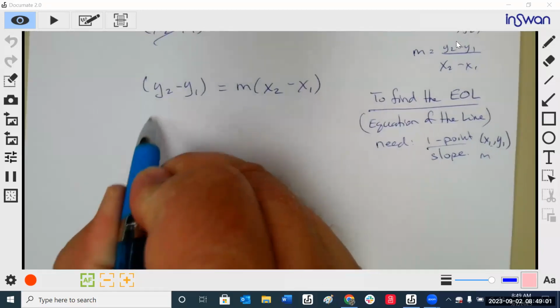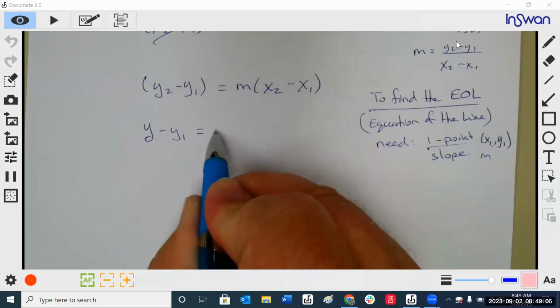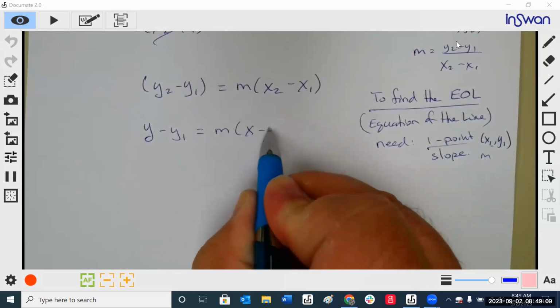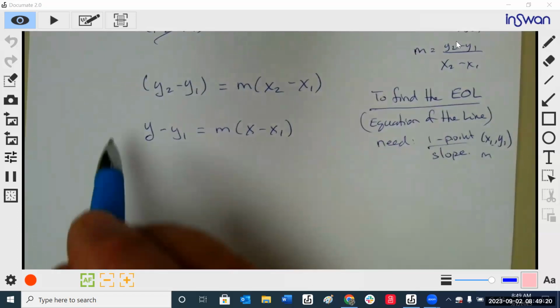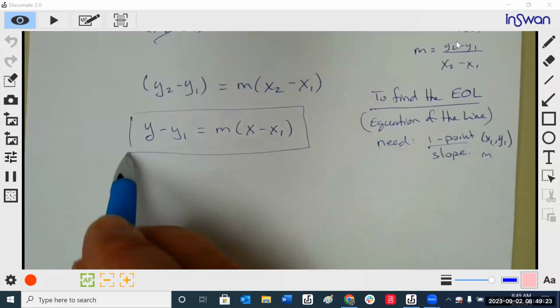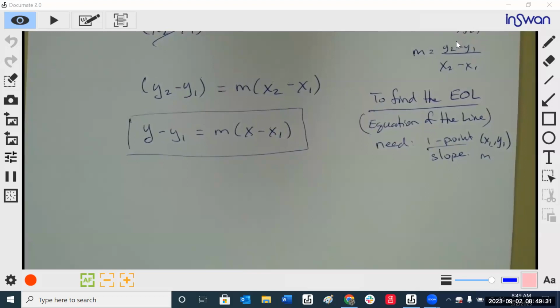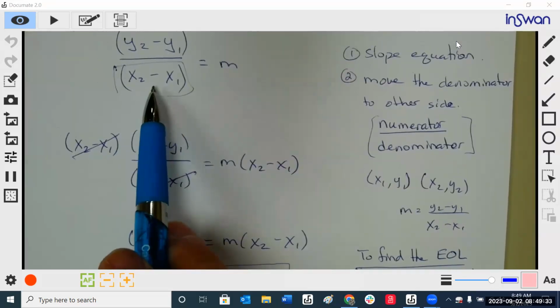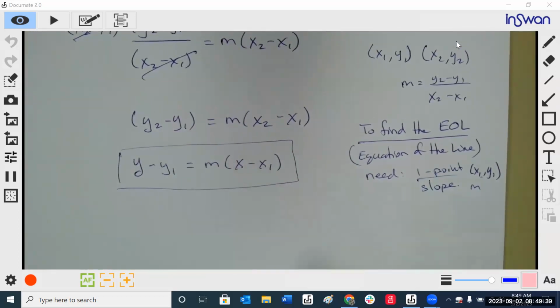So that's why we change y2 to y. And then x2, we'll just change it to x, because those represent all the other points in the universe for our line. Does this look familiar? It's the point slope form. So we started off with a slope, move the x's to the other side, we got the point slope form.